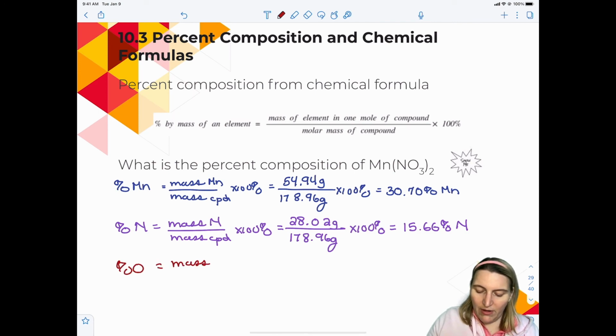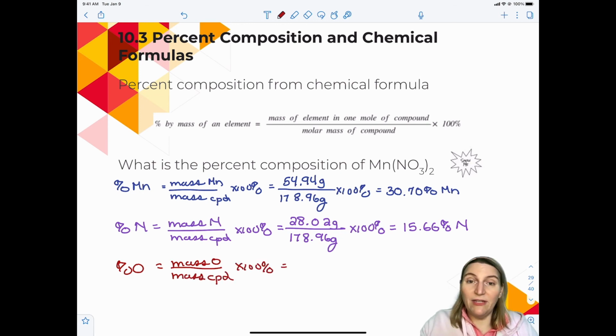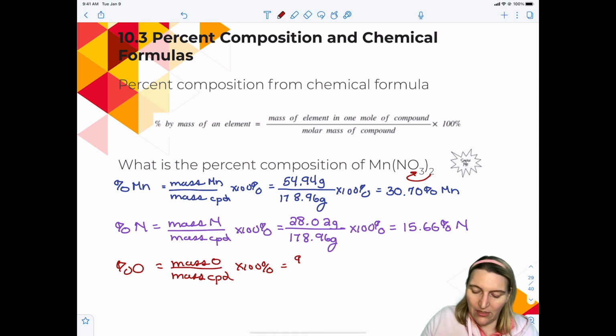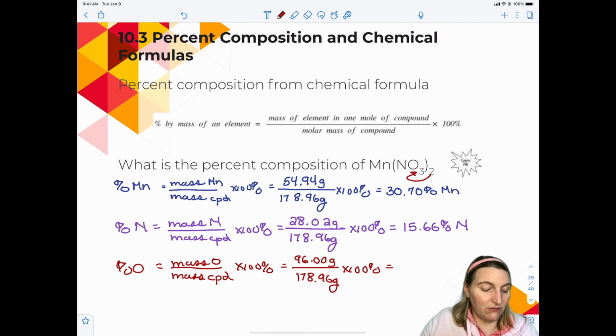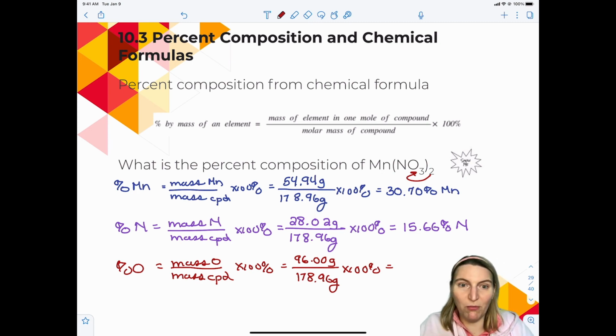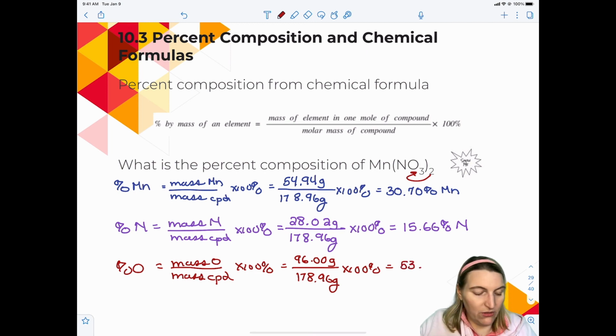And then the last one is the percent oxygen. And I will need to know the mass of the oxygen over the mass of the whole compound. And the mass of the oxygen, there's 6 oxygen, right? 2 times 3 is 6. So 6 times 16 is 96 grams of oxygen, and the 178.96 grams is the total of the compound. Multiplied, and then 96 divided by 178.96 times 100% equals 53.64% oxygen.